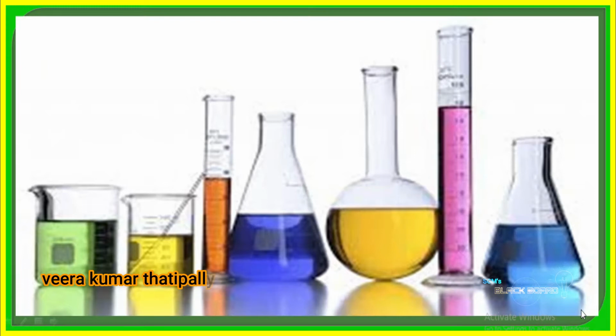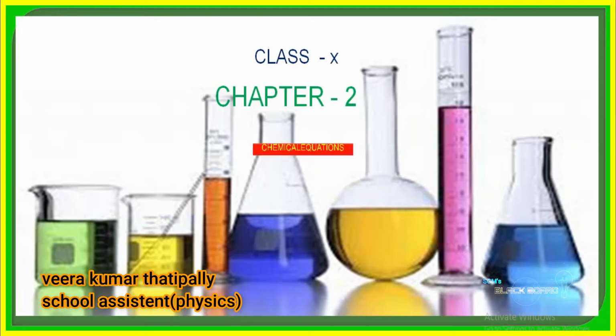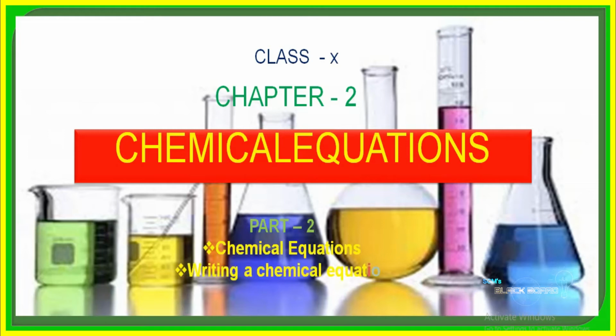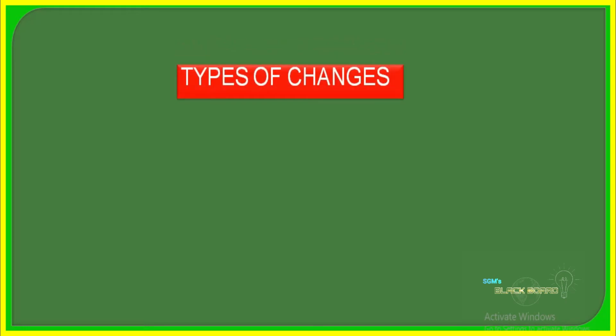In the previous session, we discussed the types of changes. Now, in this session, we are going to discuss 10th class Physical Science, Chapter 2, Chemical Equations, Part 2: chemical equations and how to write chemical equations. Let us recall at once the types of changes.